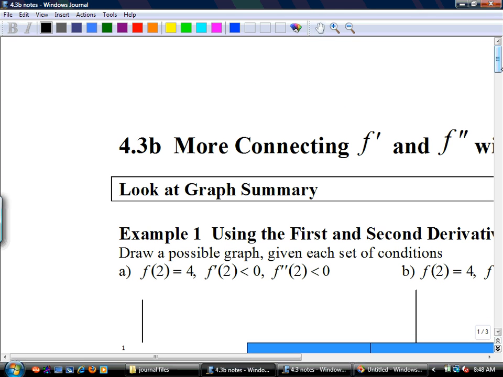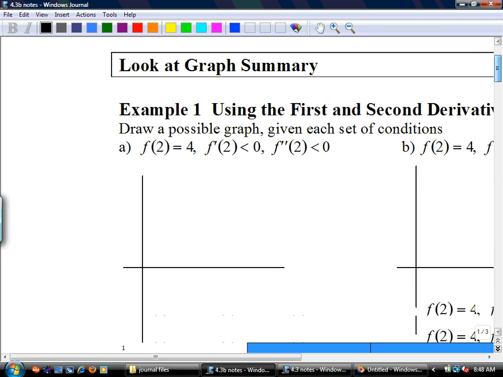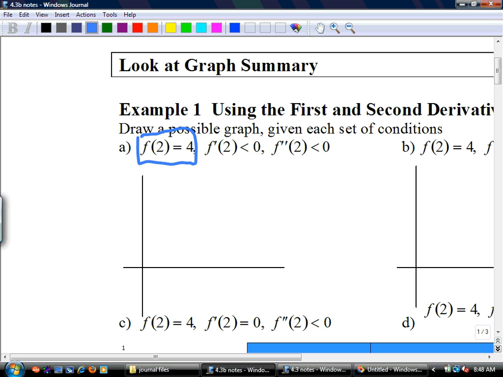So it's just the same stuff. Can you draw me... You interpret what this is saying. What's the first part saying? What's this saying? Less than 0, so it's decreasing. And what's this saying?